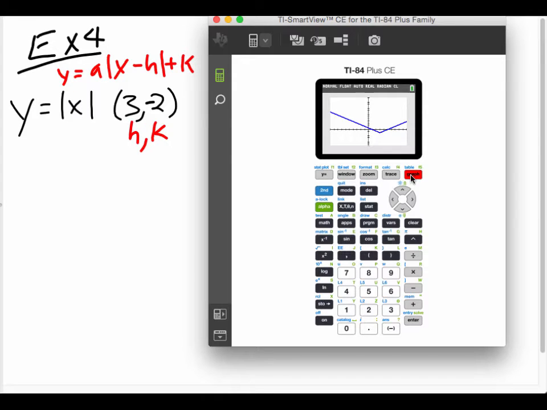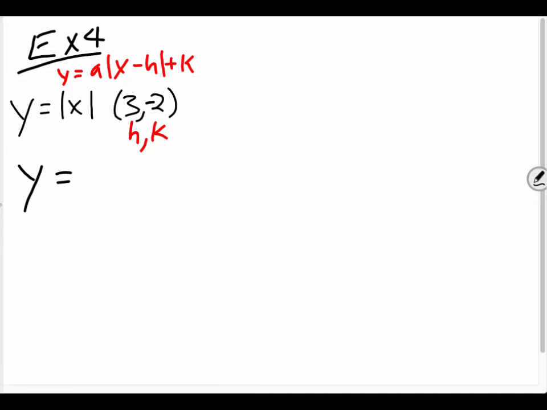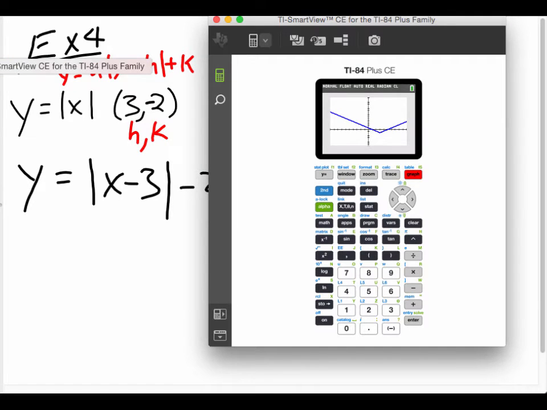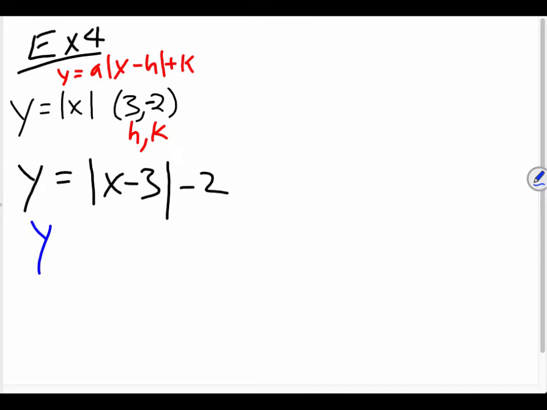Okay. So now the question is, all right. So what does that look like? Well, that looks like y equals the absolute value of x -3 minus 2. All right. And so if I wanted to do greater than, in other words, if I wanted to write y is greater than the absolute value of x -3 minus 2, how would I do that on my calculator?